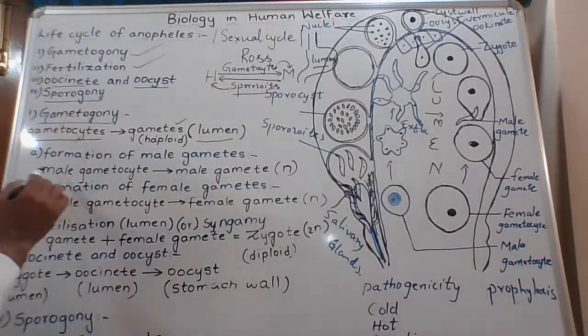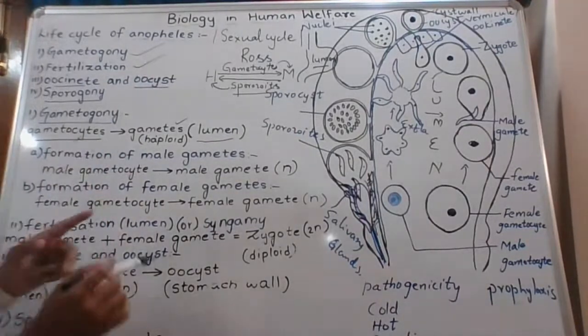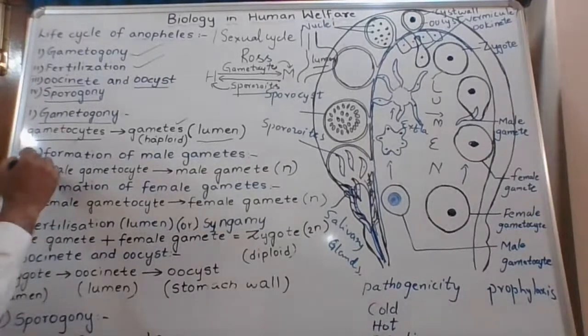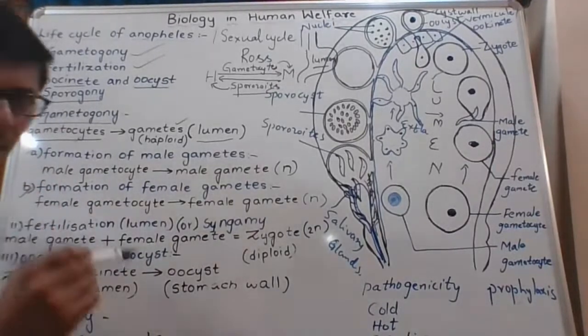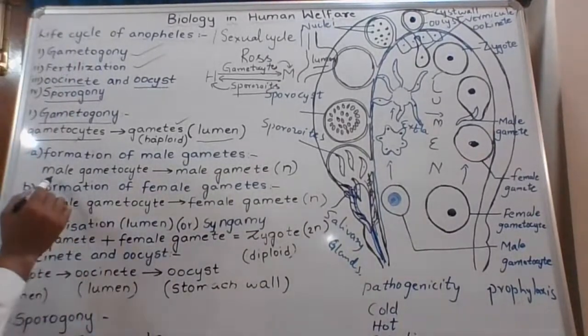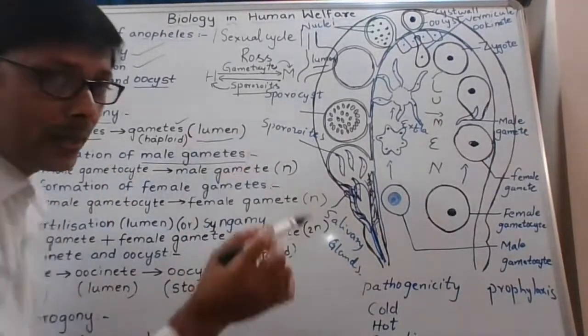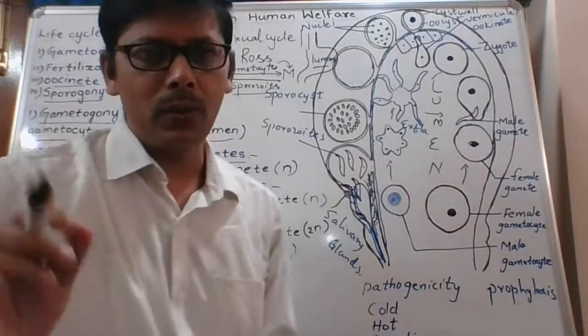Okay, right. Come to the next one. In this gametogony, there are two steps. One is A, another one is B. I have written here A and B. What is A? The first step, formation of male gametes. How male gametes are formed, we are going to learn that.